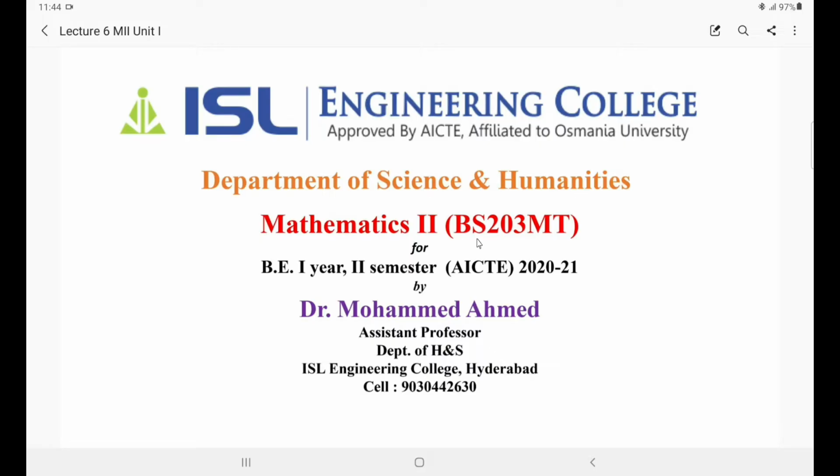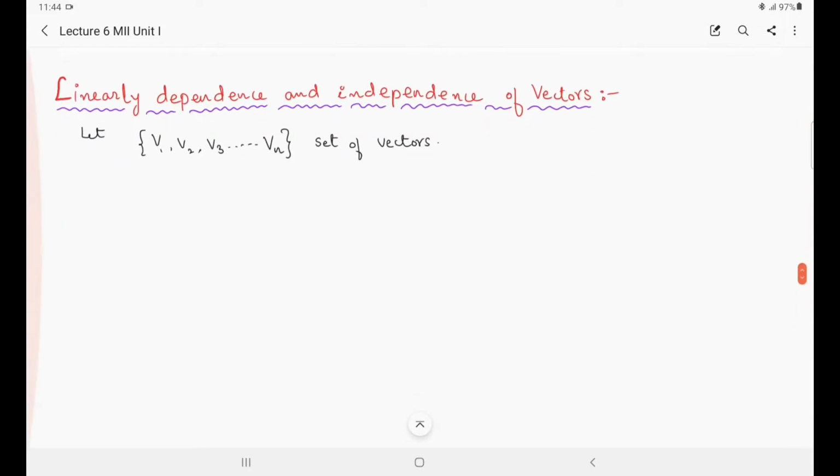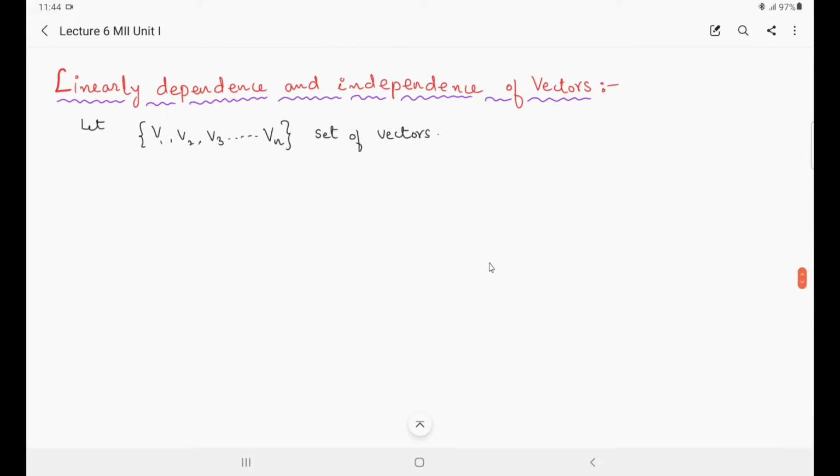Students, in the previous 2 to 3 classes, we have discussed system of linear equations, how to solve them, and what is the meaning of consistent and inconsistent system of linear equations. So these were the things that we have discussed in the last few classes. Now in today's class, we are going to discuss what is the meaning of linearly dependent and independent vectors, right? So our side heading is linearly dependence and independence of vectors.